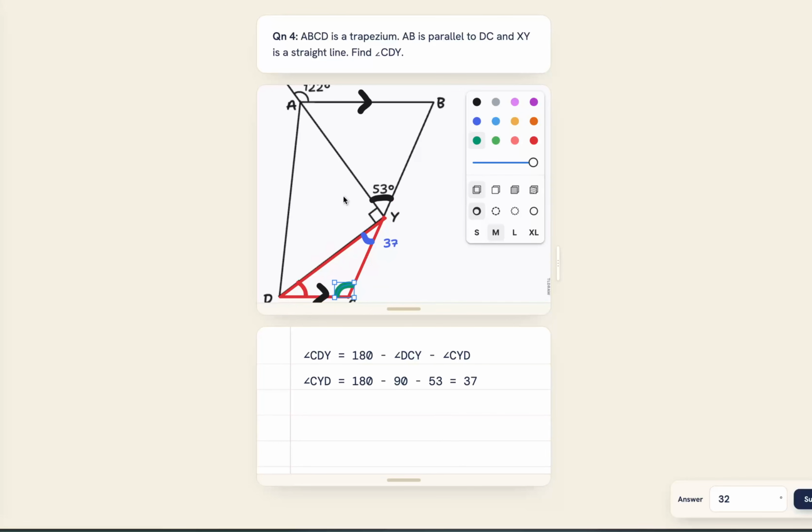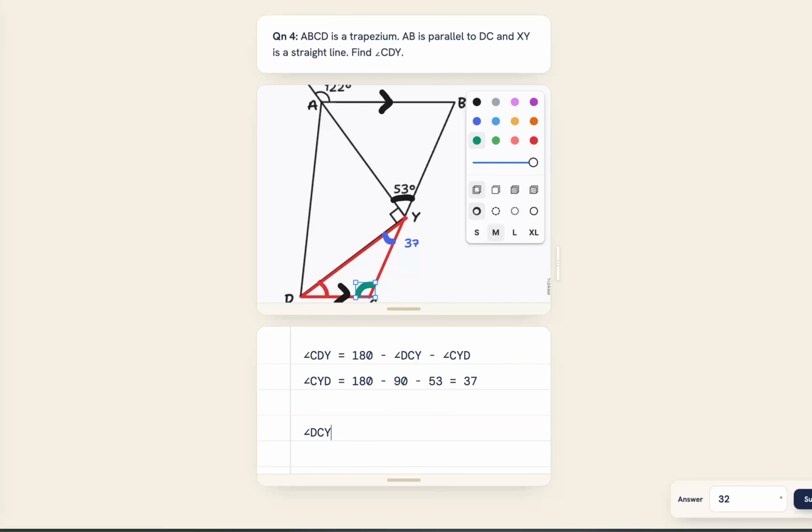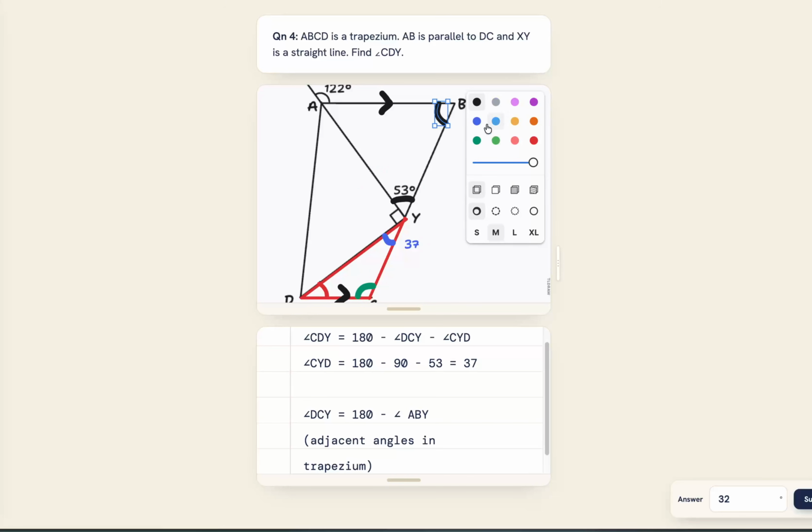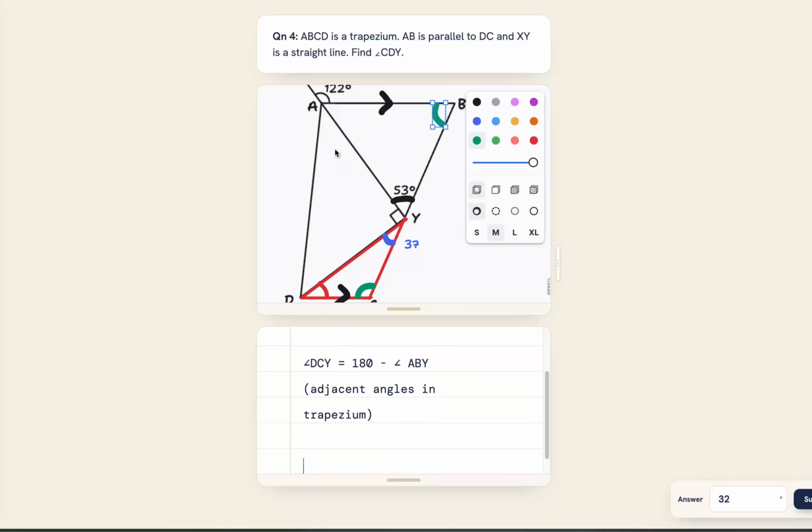From the trapezium, angle DCY is basically 180 minus the other angle, which is this angle ABY, because they are adjacent angles in a trapezium. That's what you see over here. In order for us to get angle ABY, note that angle ABY is inside this triangle ABY as well, this green triangle.